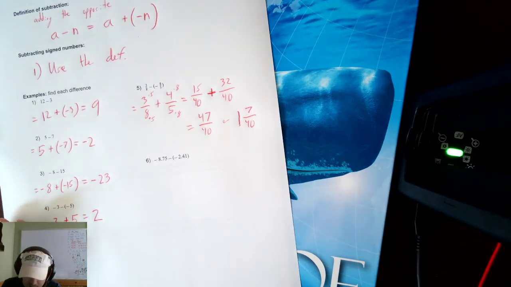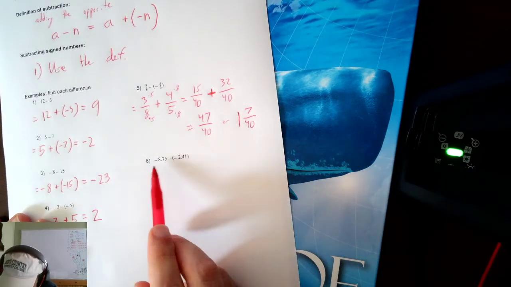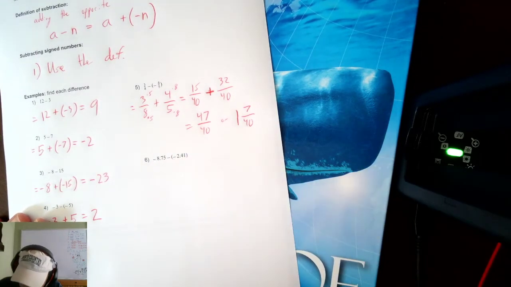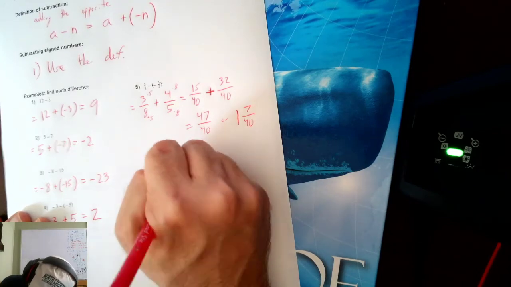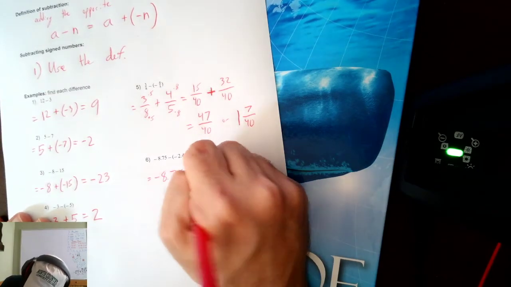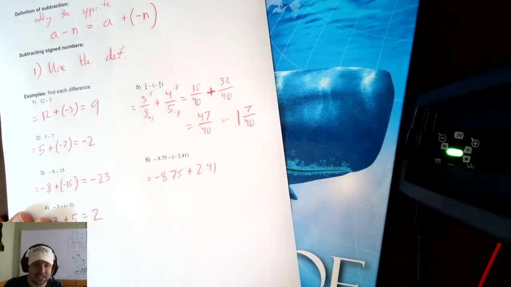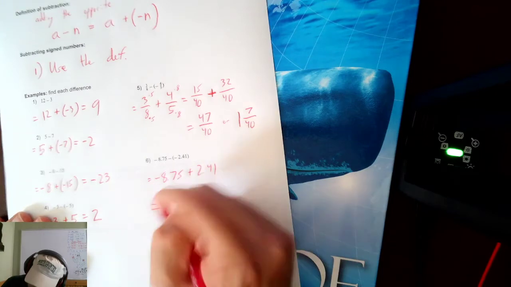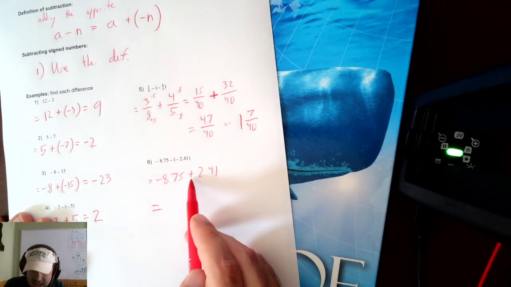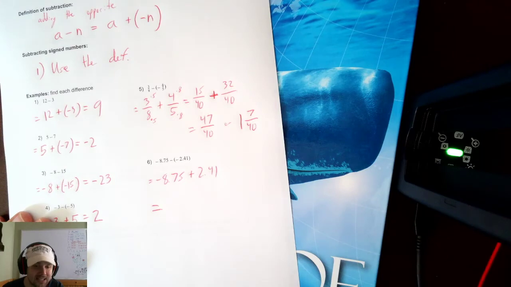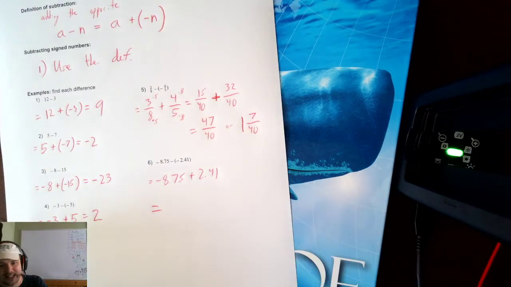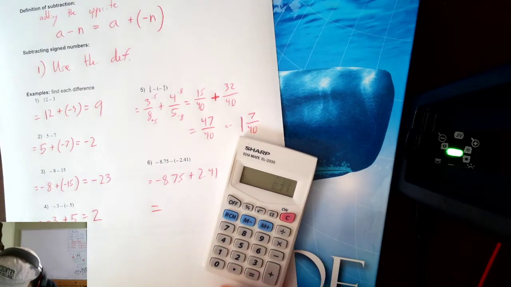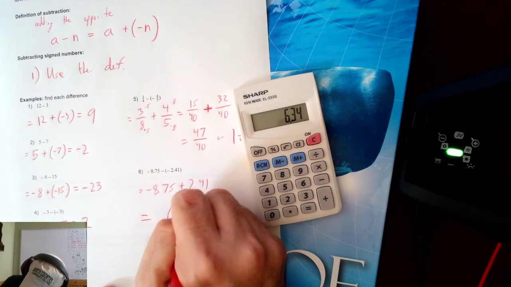Either or. Our sixth example, negative 8.75 minus negative 2.41. Once again, I'm going to use adding the opposite. So I'll keep the first one, and then I'll add 2.41 instead of subtracting negative 2.41. Double negative again, right? Now, these have different signs, and I'm adding them. So I want to think about the difference. What is the difference between 8.75 and 2.41? Well, the answer is going to be 6.34.